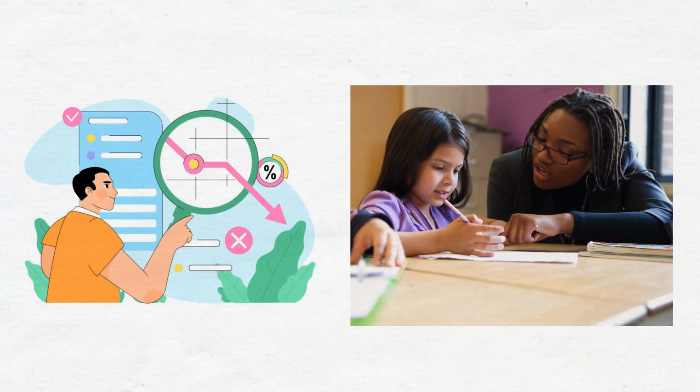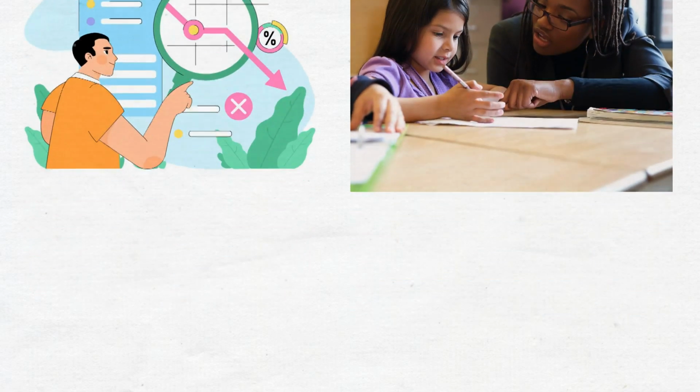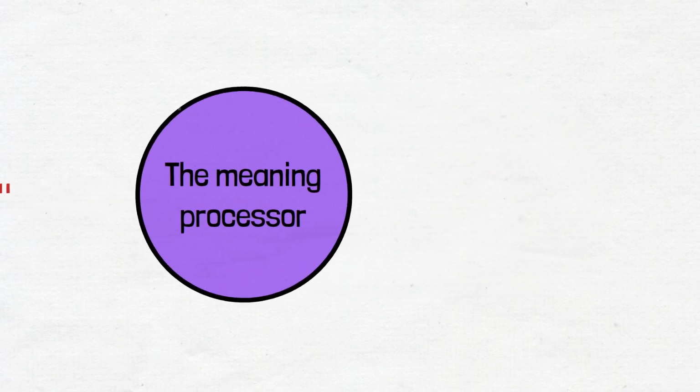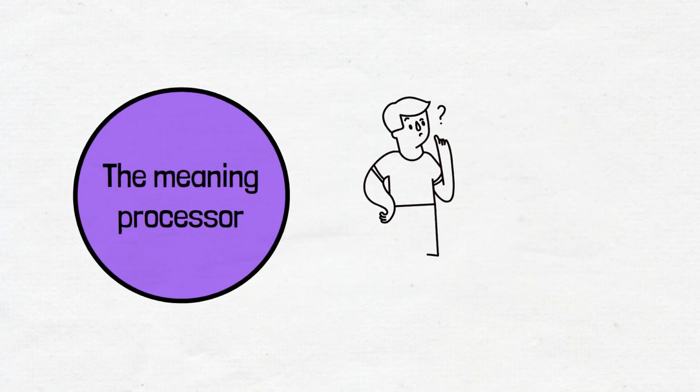While phonics instruction focuses on decoding, it must also be tied to meaning. Teaching students to read pseudo-words like riz or bup may provide practice with phonics skills, but it neglects the meaning processor, a critical component of literacy. Decoding without understanding does little to develop fluent and comprehensive reading skills.